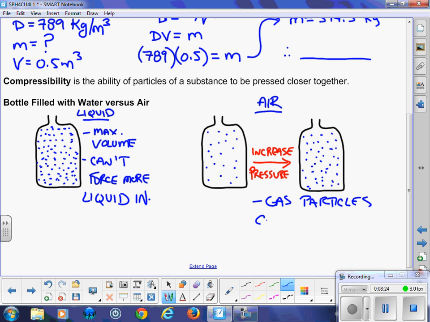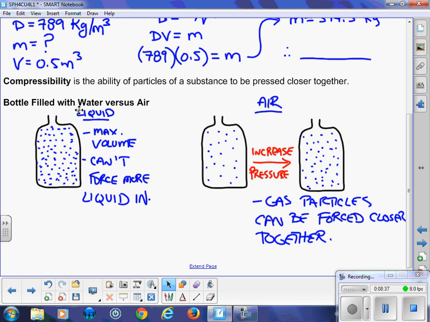Okay? So the gas particles can be forced closer together. All right, and that's why you get your propane tanks, your air cylinders and stuff like that, because we can put more gas into a container by increasing the pressure, because you can force those particles closer together. All right, so that's when we talk about compressibility. Liquid is not easy to compress, whereas a gas is much easier to compress, so you can put more of that gas in the cylinder. All right.